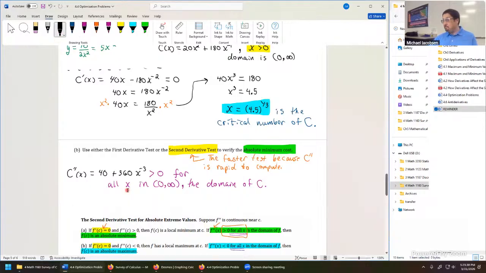I think this test, again, it's really awesome when it works because it's just so fast. You don't have to put down a number line. You don't have to test values, which is a lot of extra work to get through. You just crank out the second derivative if it's a fast one to compute. But this is the downside. Showing that it's always either positive or negative is what makes it possibly a no-go in some problems.